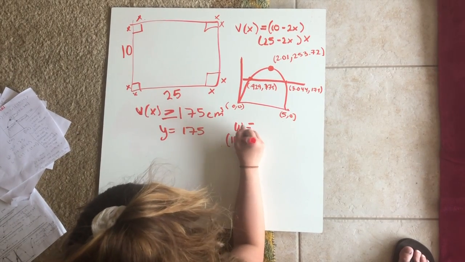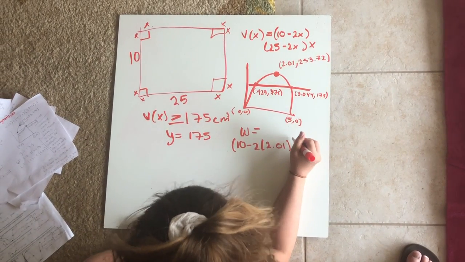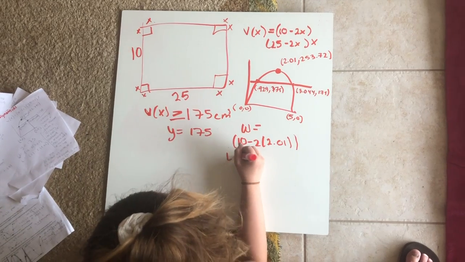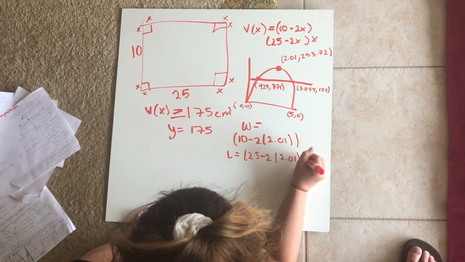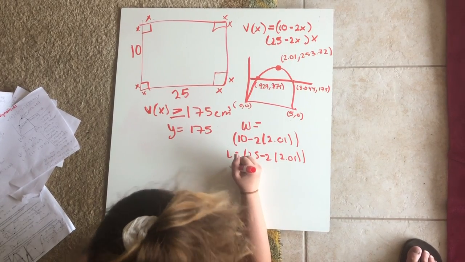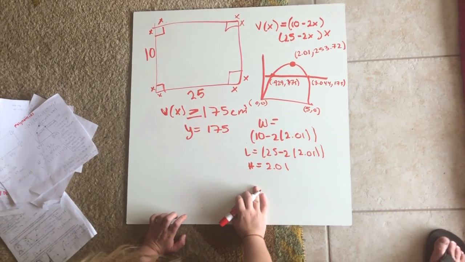To find the dimensions of each part of the box, the length, width, and height, you plug in 2.201 for x, which is the height. Therefore, the width is 10 minus 2 times 2.201, which is 5.598 centimeters, and the length is 25 minus 2 times 2.201, which is 20.598 centimeters, and together the total volume is 253.792, which is what the y value was in the absolute volume maximum.